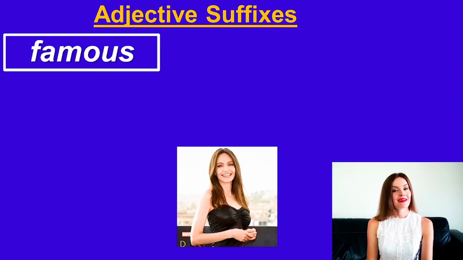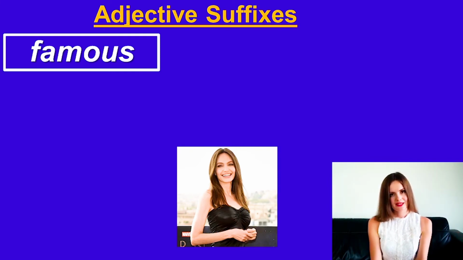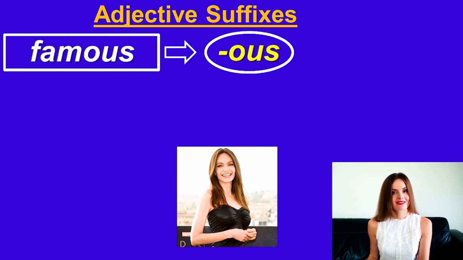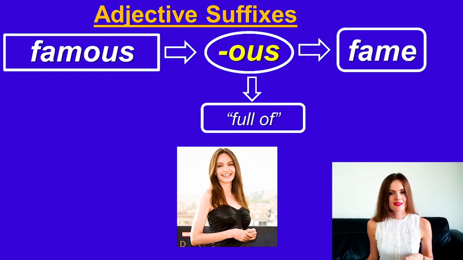Another adjective is famous. For example, this person is very famous. What would be the suffix in this word? Famous. Let's see if you guessed it right. Of course, it's us. Famous. The base word is fame. Fame plus the suffix us, you get famous.